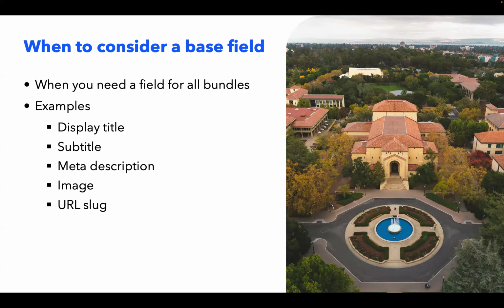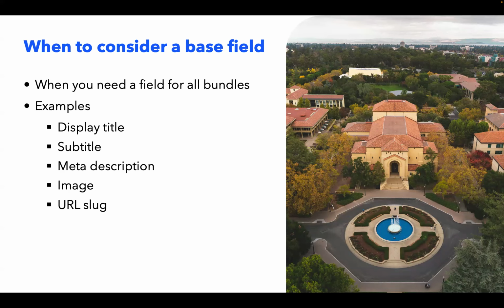Subtitle is another example. And meta description and image, like the ones we saw for Drupal Canvas. If you wanted that for your other content types so that you could have a meta description that gets output for SEO or social media and a default image, you could create base fields for that.